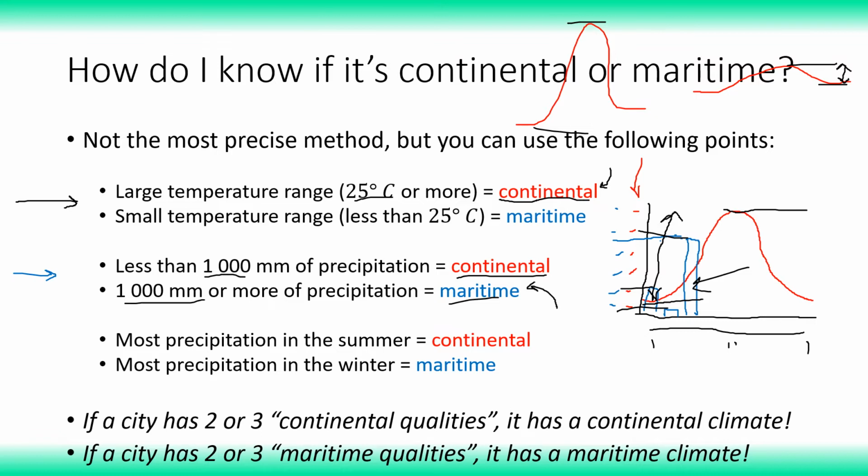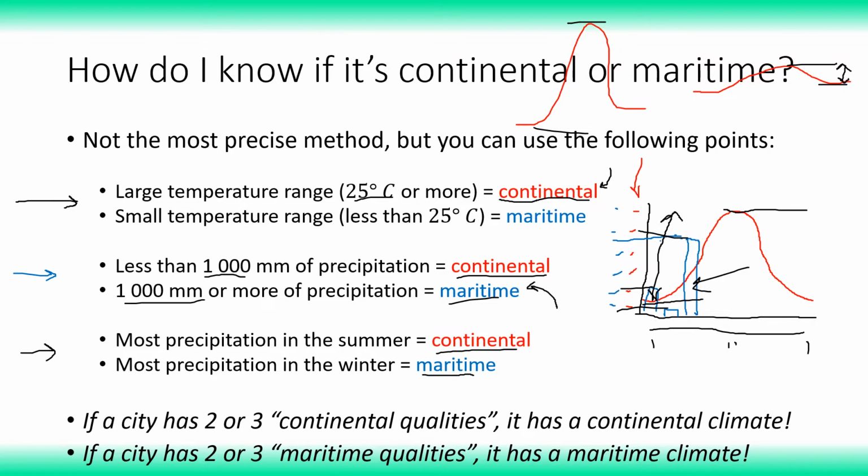We're also going to look at one more point, which is this one at the bottom here. If most of the precipitation tends to occur in the summer months, the climate is continental. And if most of the precipitation tends to occur in the winter months, the climate is maritime.